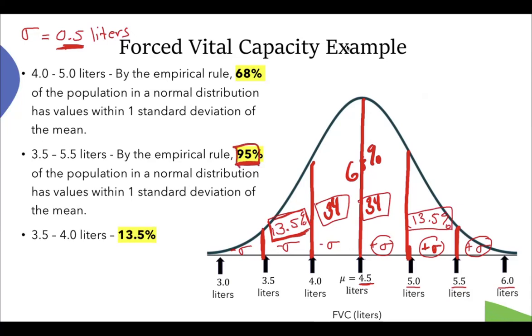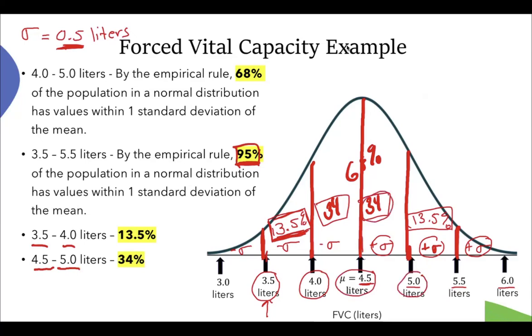So here are the answers to the next parts of the question. The question said, what percentage are we going to see between 3.5 and 4 liters? If we look at that on the graph, here's 3.5, here's 4, and the answer between those two points is 13.5%. And between 4.5 and 5, that's between here and here, and on our graph, we see that that's 34%.